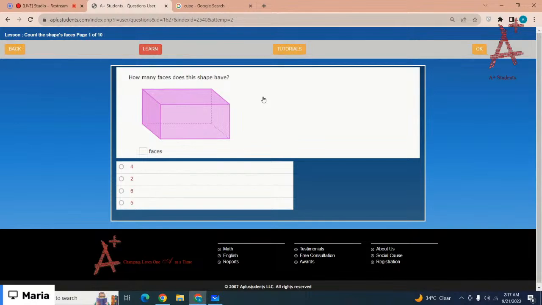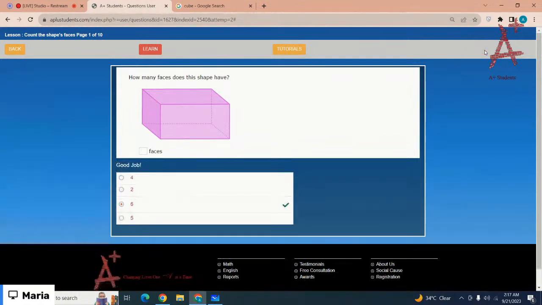Which is the correct option? How many faces does this shape have? Yes, this shape has 6 faces, right? Very good. The shape has 6 faces. Faces are the flat surfaces.